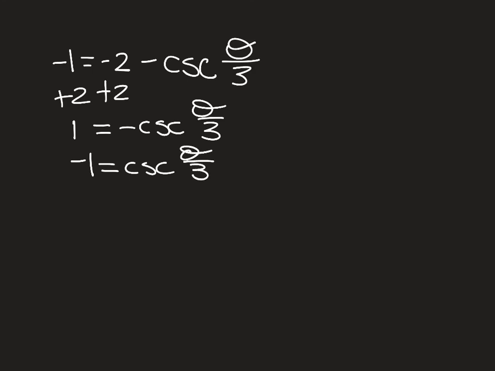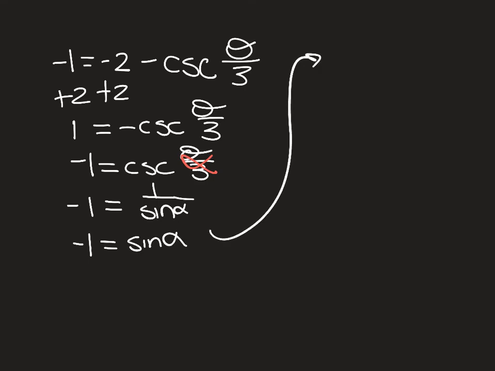So I'm going to just, again, call this whole thing alpha for a second. Where does cosecant equal negative 1? Well, that's the same thing as saying negative 1 equals 1 over sine alpha. You can cross multiply and resolve, but you should get that negative 1 equals sine of alpha. So that means that my alpha is equal to the place where sine equals negative 1, which is 3 pi over 2. But I did not have an alpha. I had a theta over 3 equals 3 pi over 2.